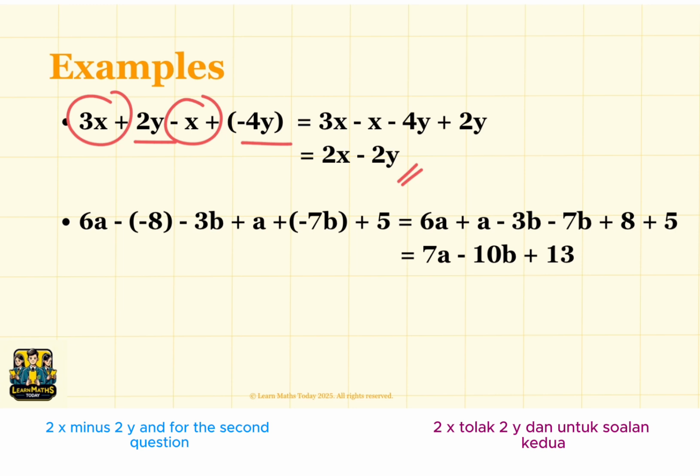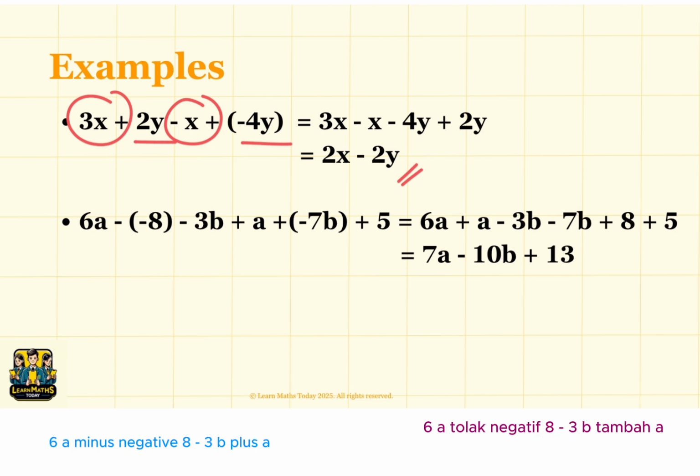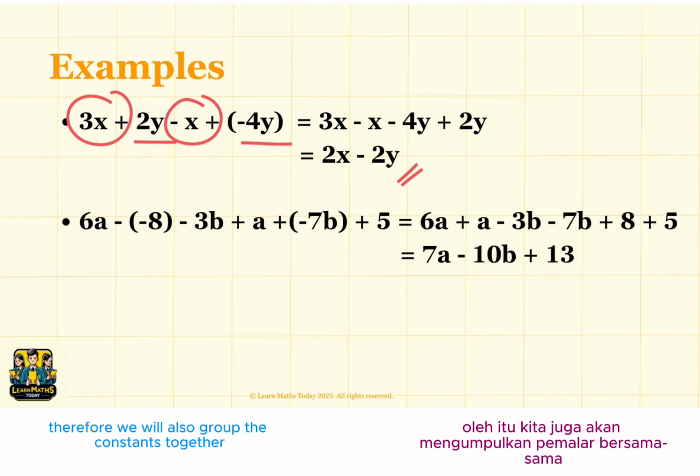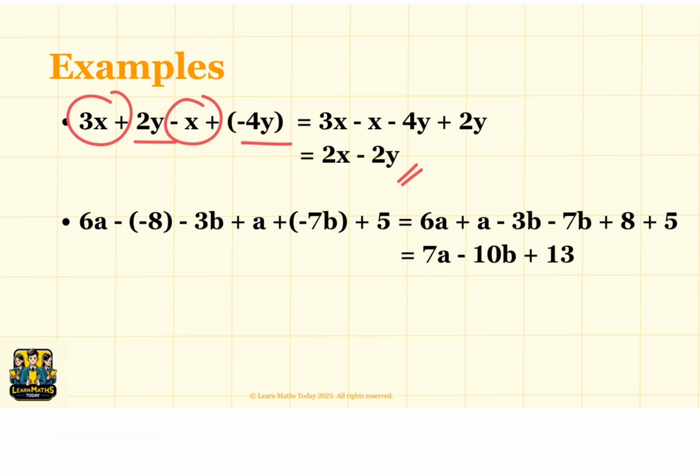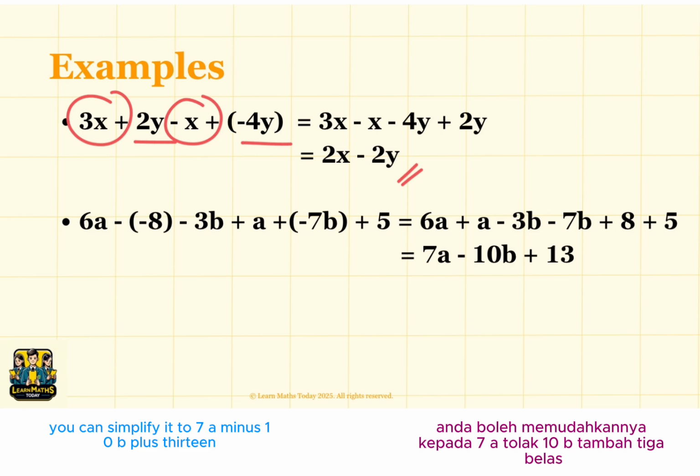And for the second question, 6a minus negative 8 minus 3b plus a plus negative 7b plus 5. Take note that in this case, constants are also involved. Therefore, we will also group the constants together. Therefore, you can simplify it to 7a minus 10b plus 13.